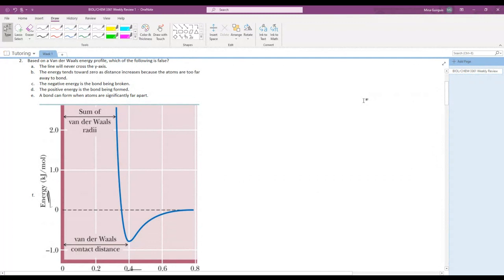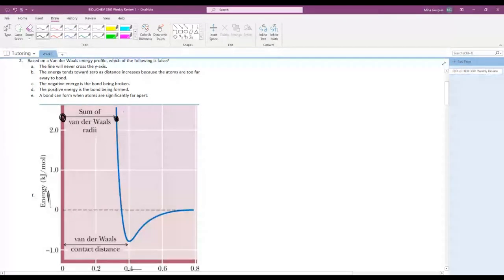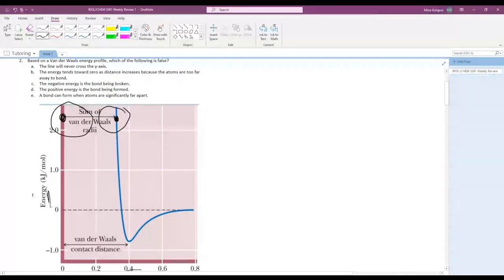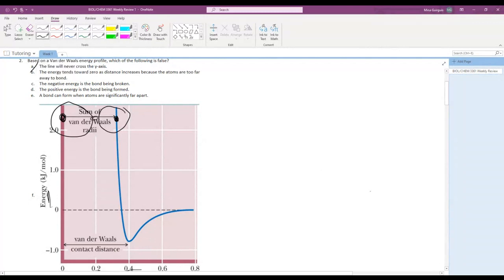Okay. So letter A says this line will never cross the y-axis. This has to be true because if this is representing the distance between the radii, then the first element is over here. The second element is over here. They each have their orbitals and electrons and stuff. So the bond that forms between them can never overlap the two atoms. So it can never cross the axis, which makes this one true. Okay, does that make sense to everyone? Or does anyone have any questions? Feel free to type them.